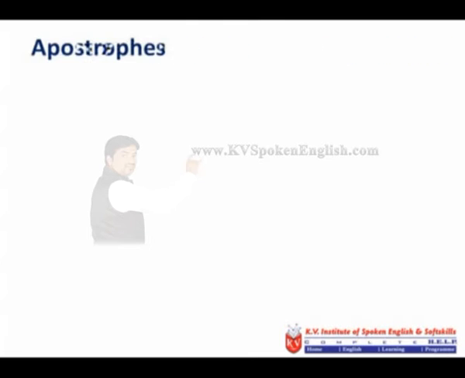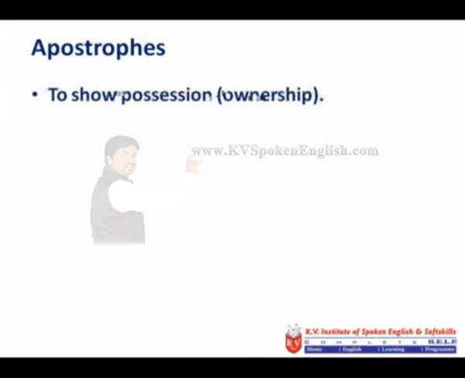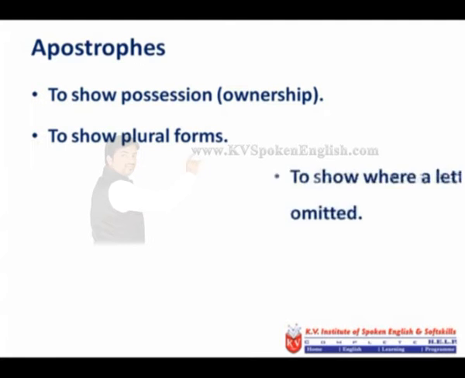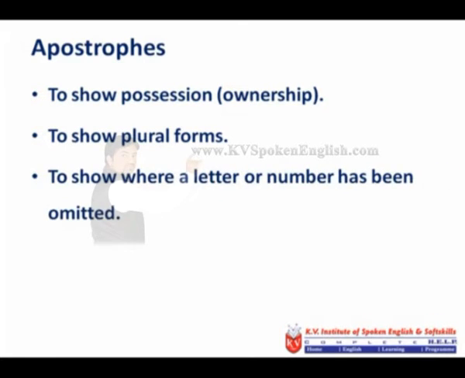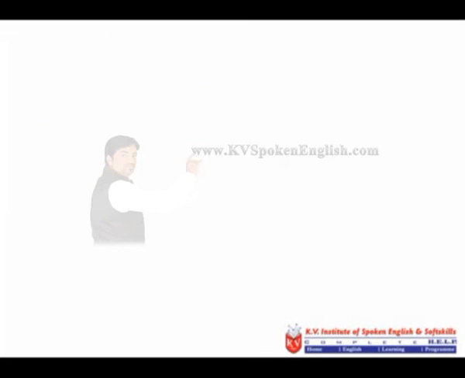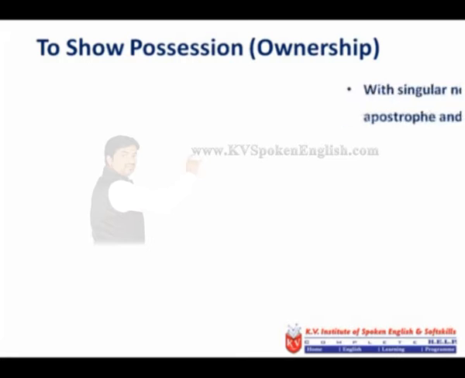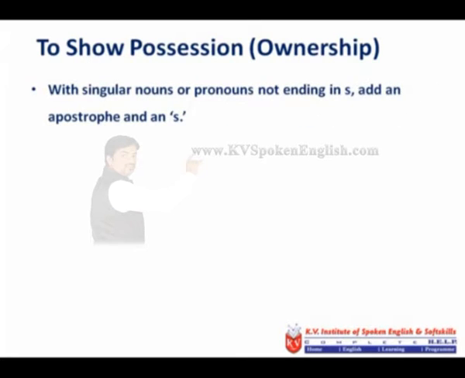Let's see apostrophes. The apostrophe is mainly used in 3 ways: to show possession or ownership, to show plural forms, to show where a letter or number has been omitted. You need to use an apostrophe to show possession. With singular nouns or pronouns not ending in s, add an apostrophe and an s. Example, a shirt, the shirt's color.